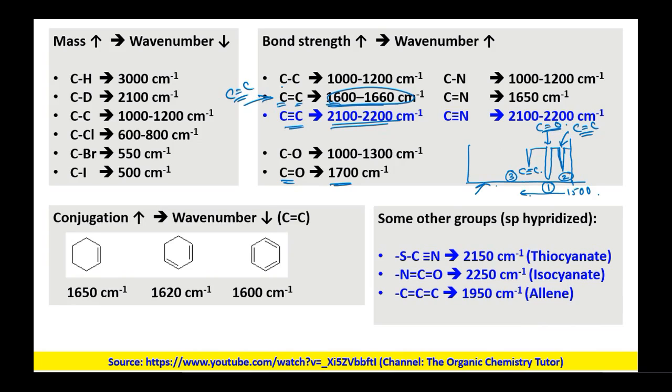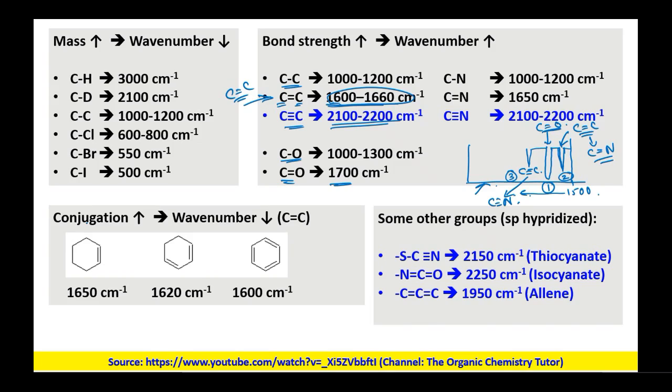So C single bond C is 1000 to 1200, C single bond O is 1000 to 1300, and since it lies in the fingerprint region, we are not discussing it. So this C triple bond C or C double bond C, if you have C triple bond N or you have C double bond N, they will be appearing at similar positions. So you have to keep this in mind.